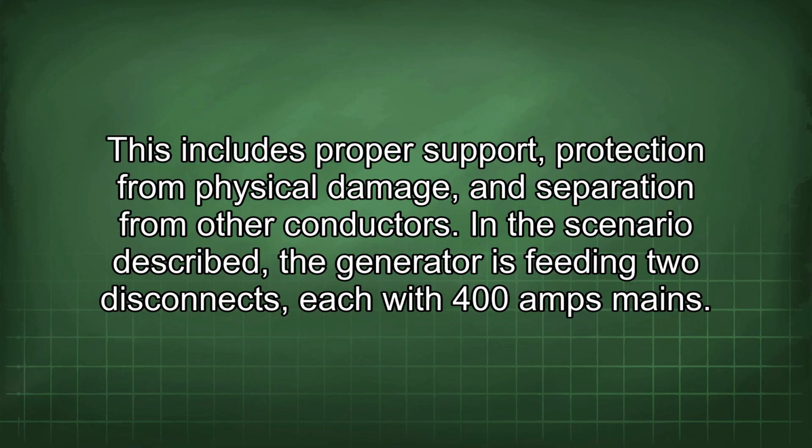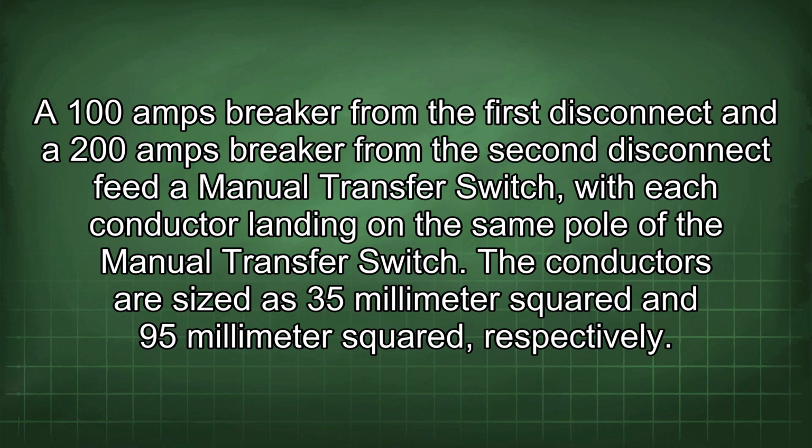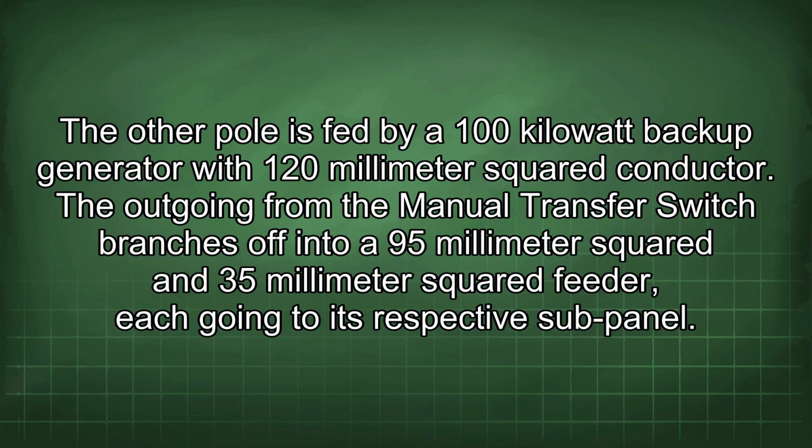In the scenario described, the generator is feeding two disconnects, each with 400 amps mains. A 100 amps breaker from the first disconnect and a 200 amps breaker from the second disconnect feed a manual transfer switch, with each conductor landing on the same pole of the manual transfer switch. The conductors are sized as 35 mm squared and 95 mm squared, respectively. The other pole is fed by a 100 kilowatt backup generator with 120 mm squared conductor. The outgoing from the manual transfer switch branches off into a 95 mm squared and 35 mm squared feeder, each going to its respective sub-panel.